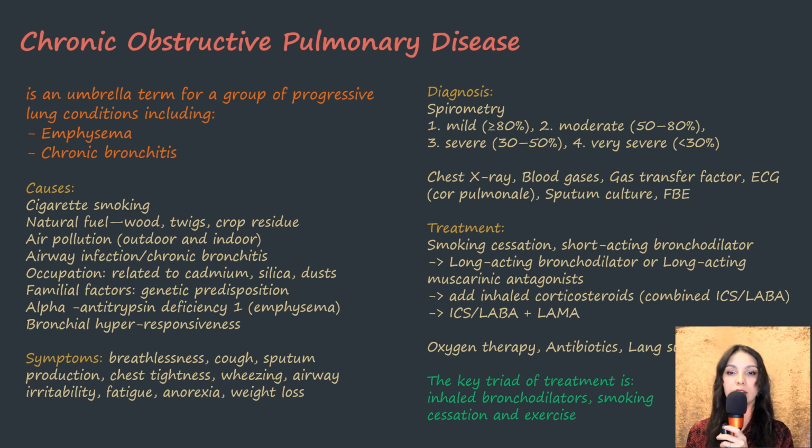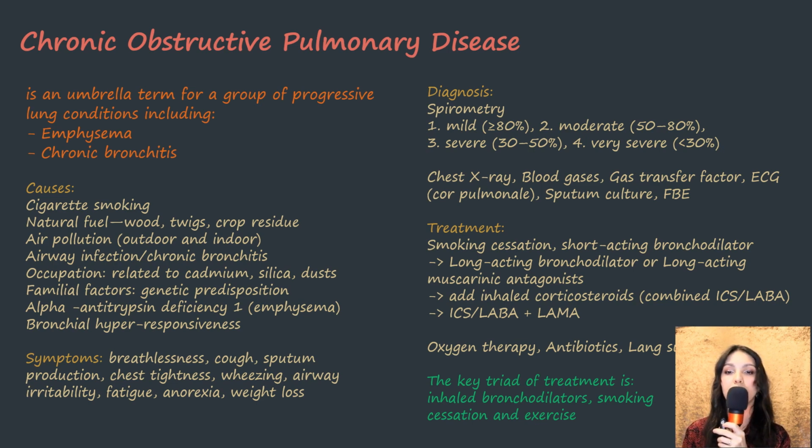Main symptoms are breathlessness, cough, and sputum production. For advanced disease: chest tightness, wheezing, airway irritability, fatigue, anorexia, and weight loss. And there are signs like tachypnea, reduced chest expansion, hyperinflated lungs, and hyperresonant percussion. It could also be a pink puffer, when the person is always breathless, or a blue bloater, with edema and central cyanosis.